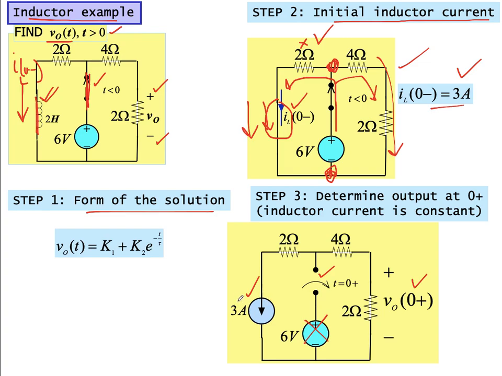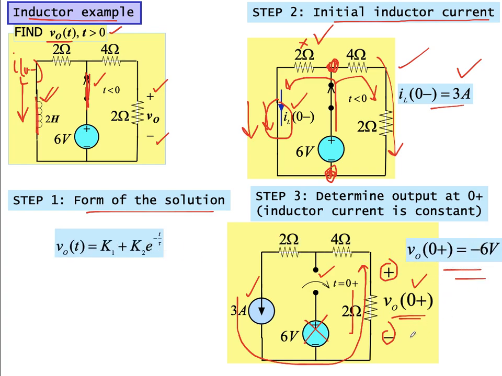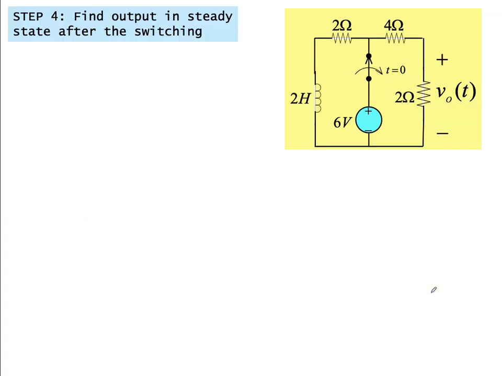Now the current that is coming out from here, all of this current will flow through this branch. Since this polarity is plus minus, but the current is flowing from bottom to up, v0(0+) will be a negative value. So 3 into 2 will be 6 volts, and v0(0+) is minus 6 volts. So we have found the initial value of the output voltage, v0(0+).